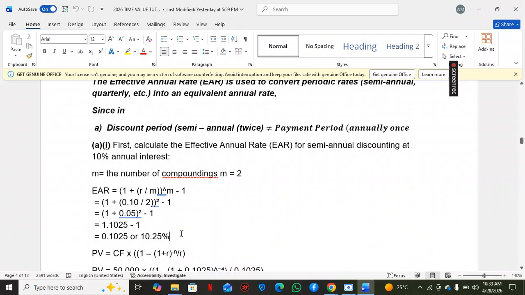So now we've made the discounting period annual. From semi-annual, we've made it now annual. So now the discount period and the payment period are equal. Any questions before we move further? Then we can now calculate the present value of this annuity.